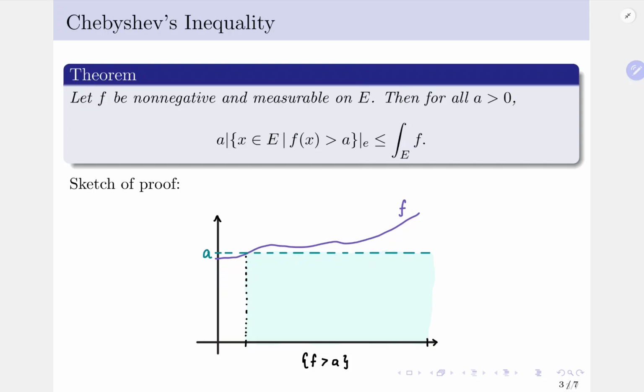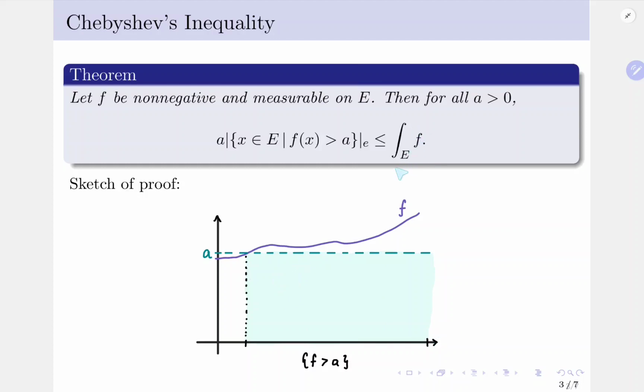We can see that the purple line is the function f, and we define a, which is this green line. We can find that the set where f is larger than a is from this point to this point. So we can easily see that the area of this highlighted region is definitely smaller than the area under the function f. This means the inequality will hold, because a times the length of the set where f(x) is larger than a is definitely the area of this highlighted region.